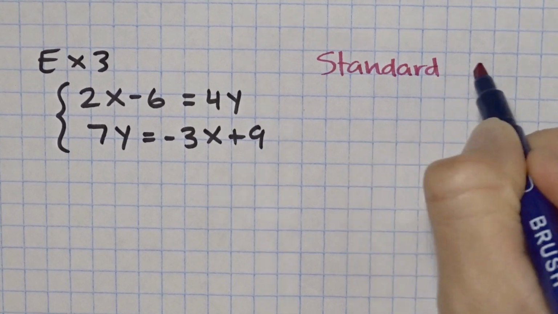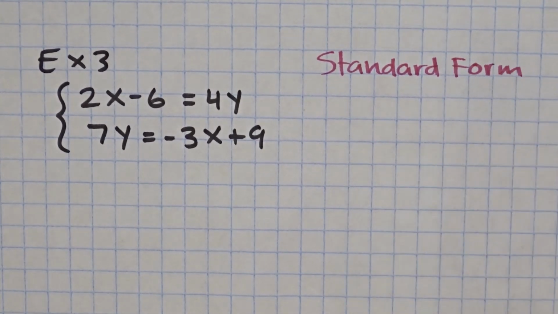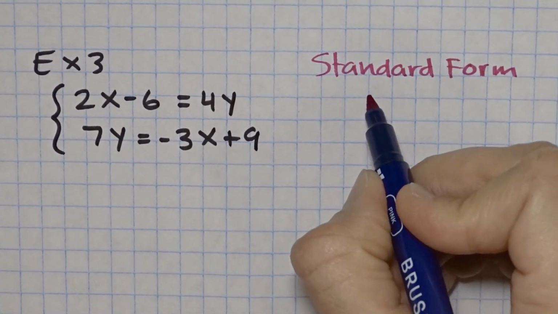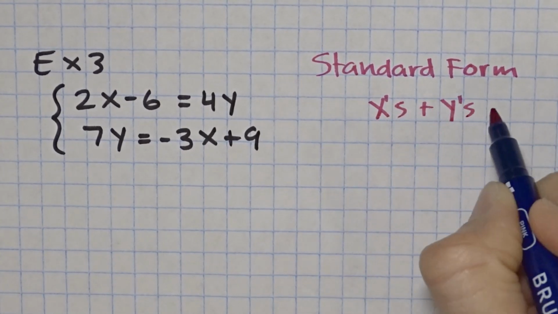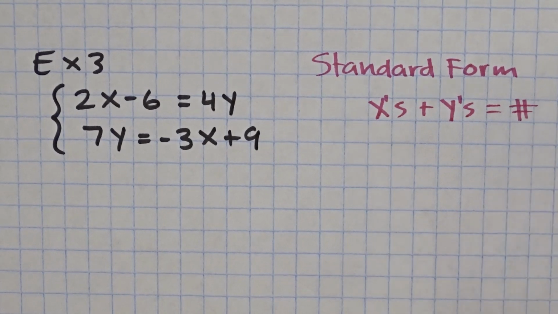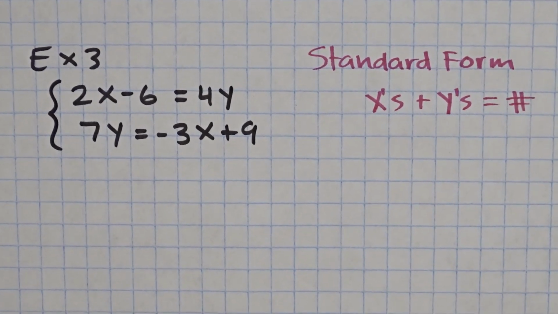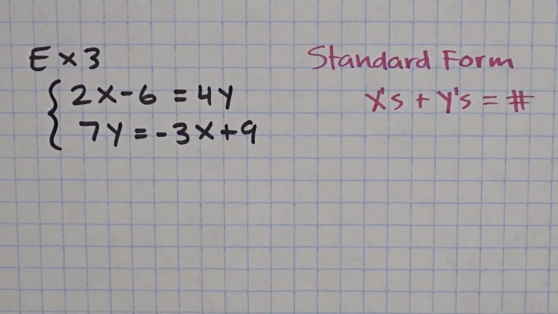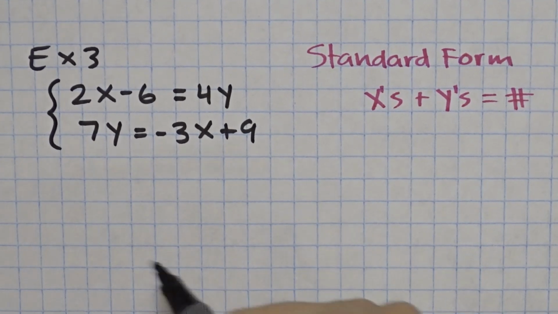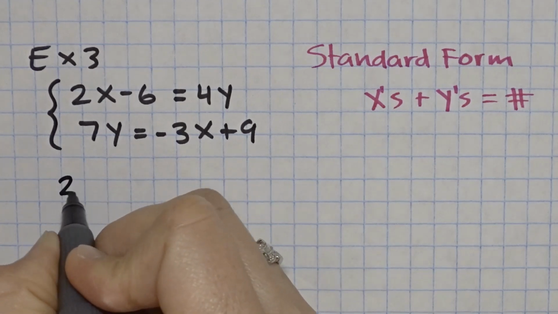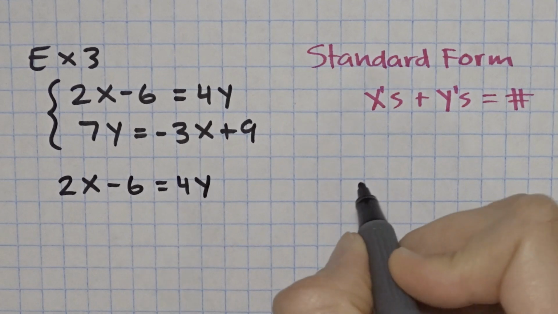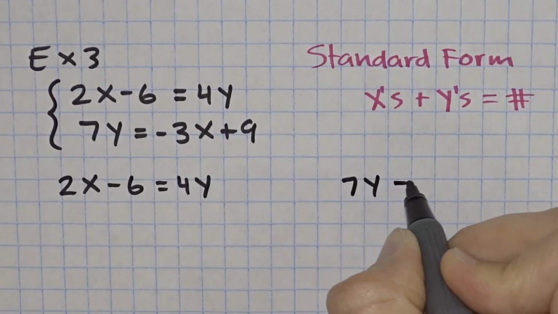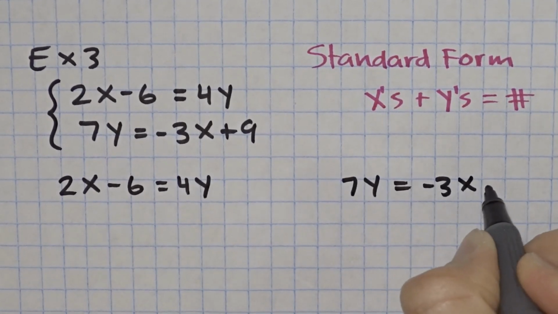Standard form just means that you have your x terms, then your y terms, equaling your constants, or your numbers. So if they don't look in standard form, to do the elimination step, we have to have them that way. So I'm going to take each one individually, and I'm going to have to fix them both, rearrange them into standard form.